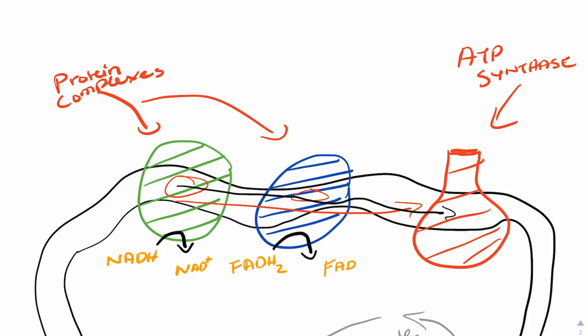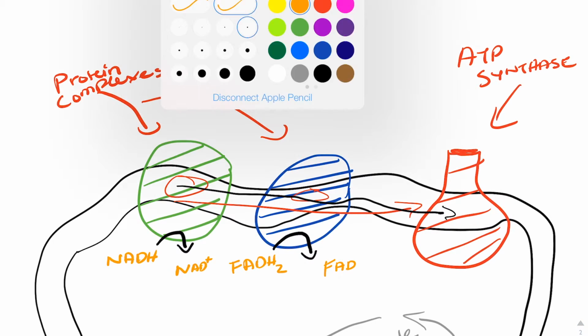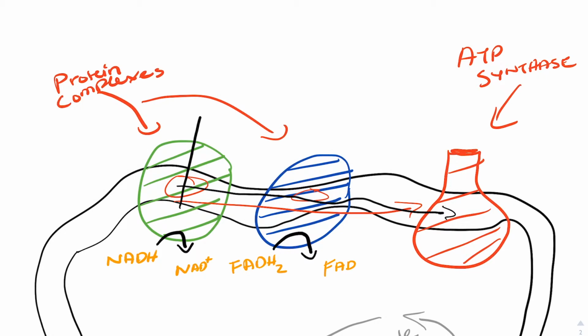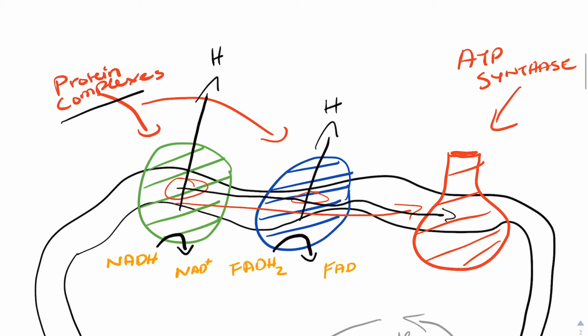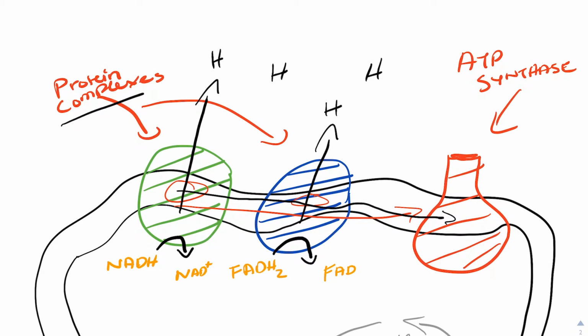Now, the thing to understand with this is that we also lose hydrogens. So these hydrogens get pumped out of the protein complexes and into the extracellular fluid. Now you're going to have a lot of these protein complexes on the membrane of the matrix. So it's safe to assume that we'd have a lot of hydrogens out here in the extracellular fluid, all carrying a positive charge, right? So we have this buildup of hydrogen outside of the cell.